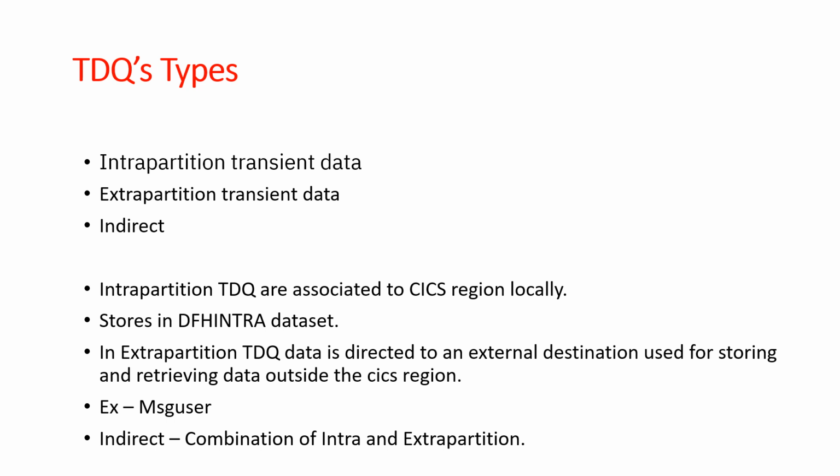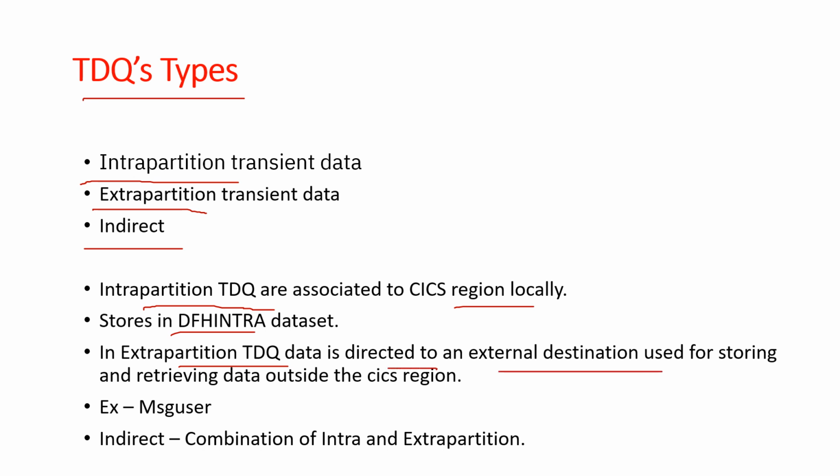So our next topic is TDQ types. There is the intra-partition transient data, next is extra-partition transient data, and the last one is indirect. Intra-partition transient data is associated with the CICS region locally and is stored in this dataset. In extra-partition TDQ, data is directed to an external destination, used for storing and retrieving data outside the CICS region, for example MSGUSR. The last one is indirect, which is a combination of intra-partition and extra-partition transient data.